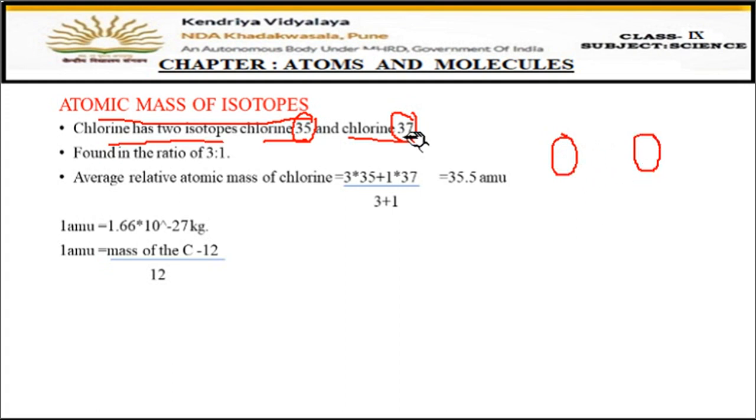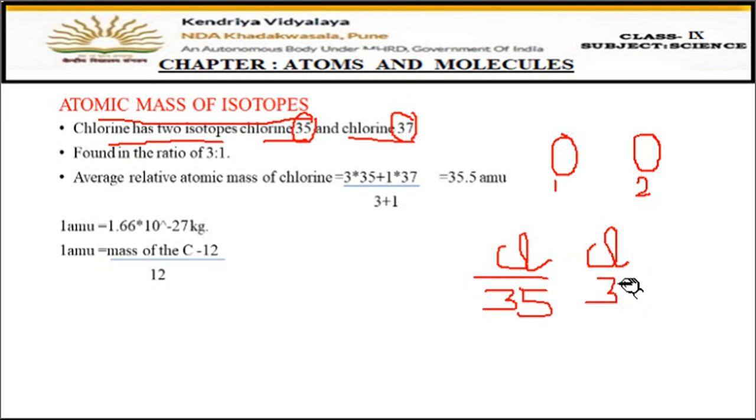Like both are tomatoes, both are chlorine, but the weight of tomato 1 is different and the weight of tomato 2 is also different. So the same case is with chlorine. There are two different atoms of chlorine. The mass of one chlorine atom is 35 AMU and the mass of another chlorine atom is 37 AMU. Both of these chlorine atoms are found in nature, but the ratio is more of chlorine 35.